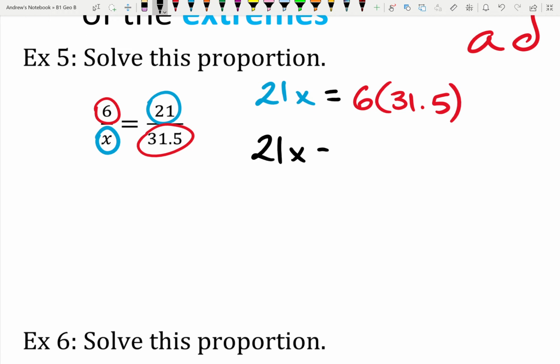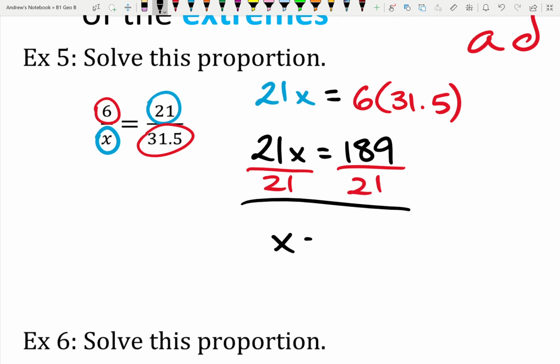We got 21x. 6 times 31.5 is 189. And then one step left. I just got to get rid of that coefficient, the 21. So we'll divide that on both sides. We'll find that x is just 9.